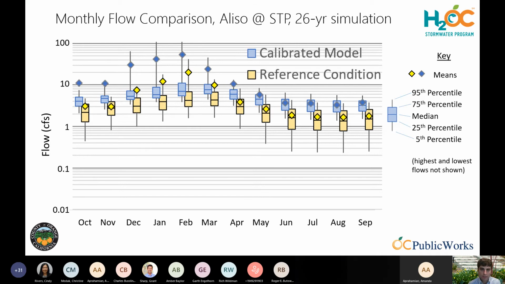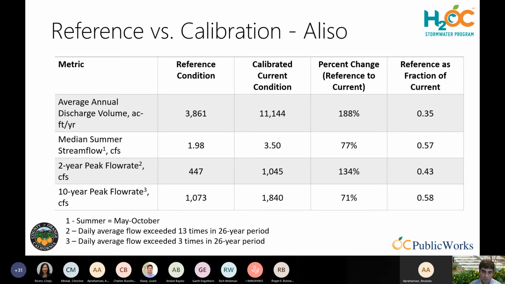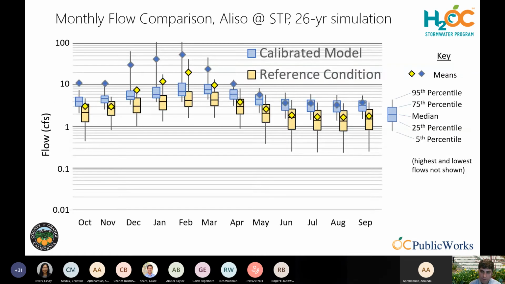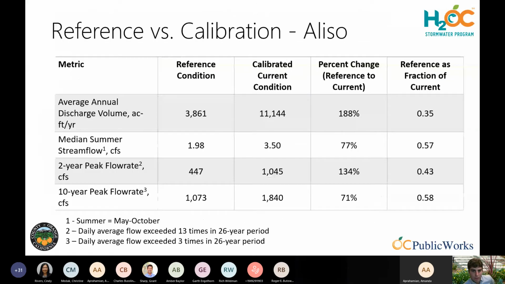So this is a look at this. And one of the things that you'll see is that it does suggest that on average, at least, we would expect to see some amount of flow in the system in the summertime. It might be between 1 and 2 CFS on a sort of median, compared to between 3 and 4 CFS in the current condition. That's a very definitive statement I just made with a lot of uncertainty, but that's what the model says.